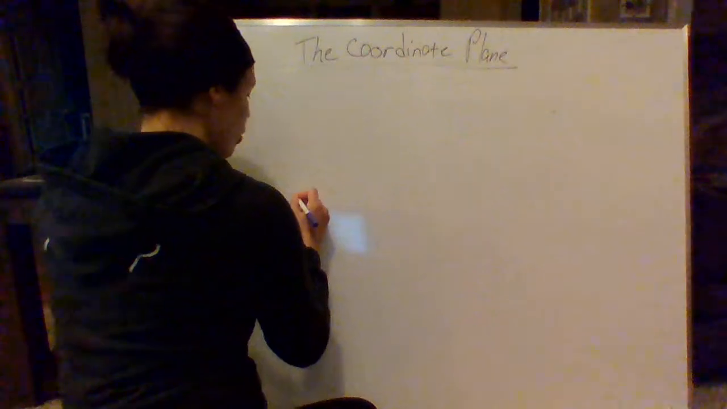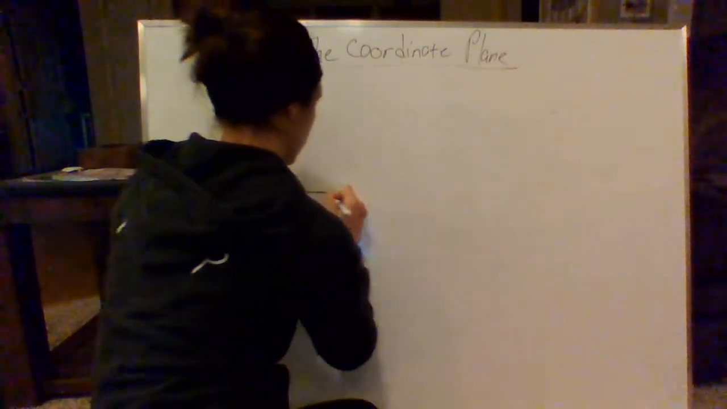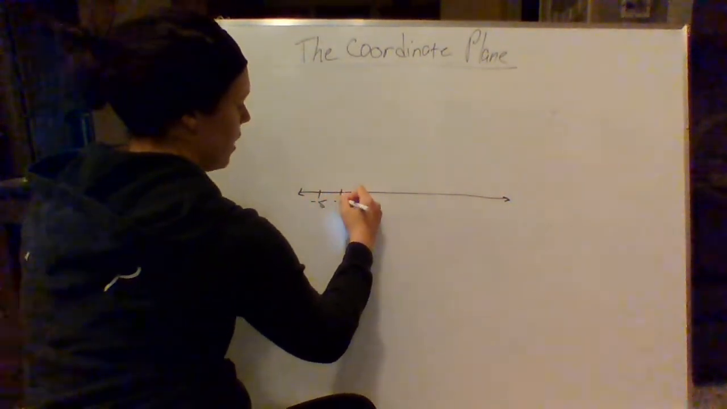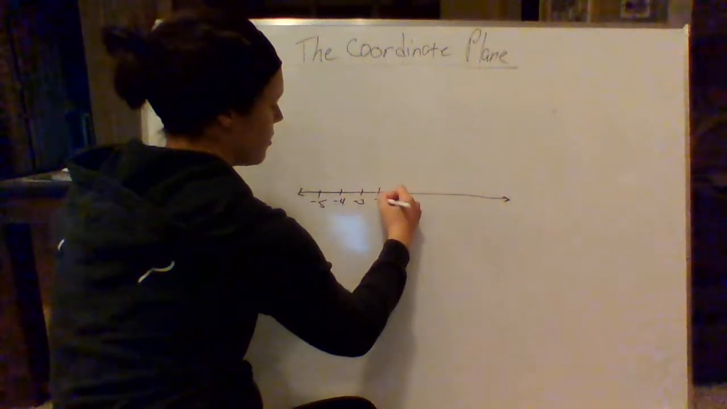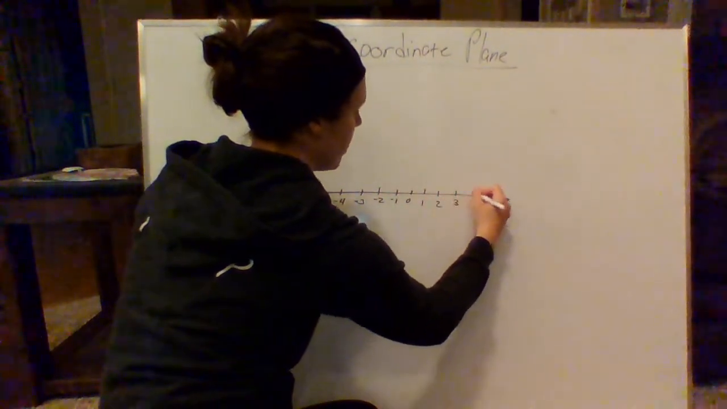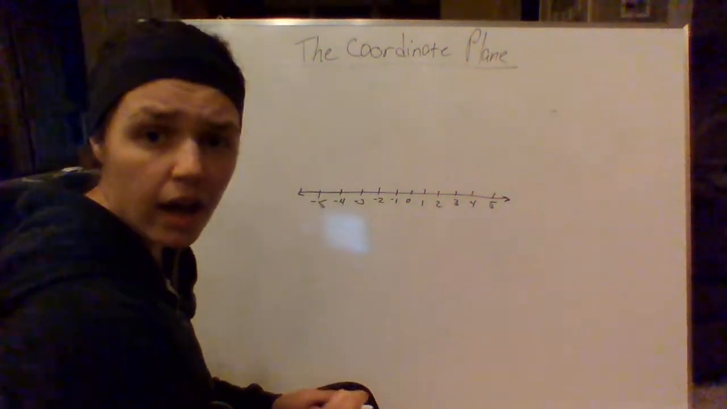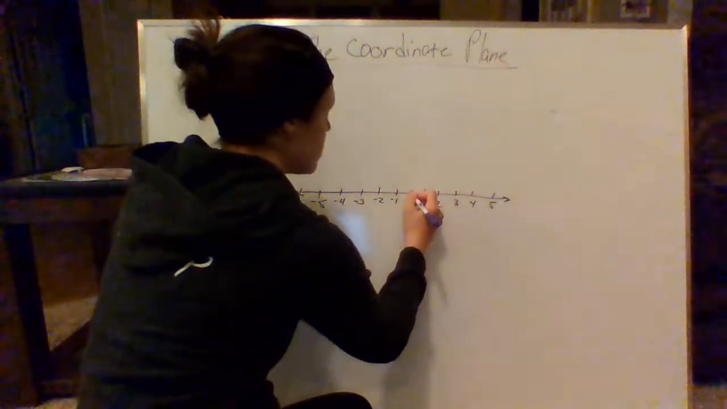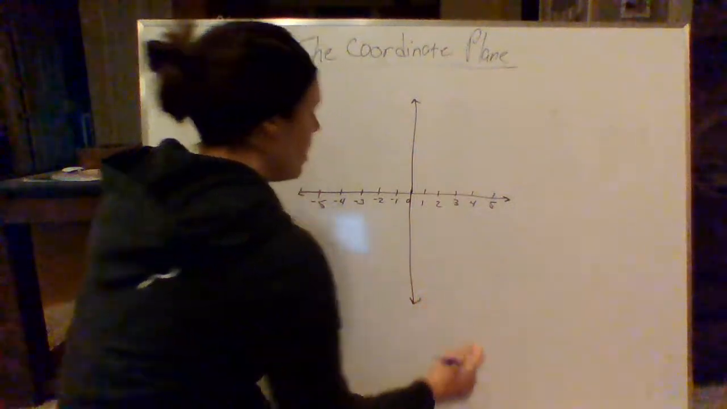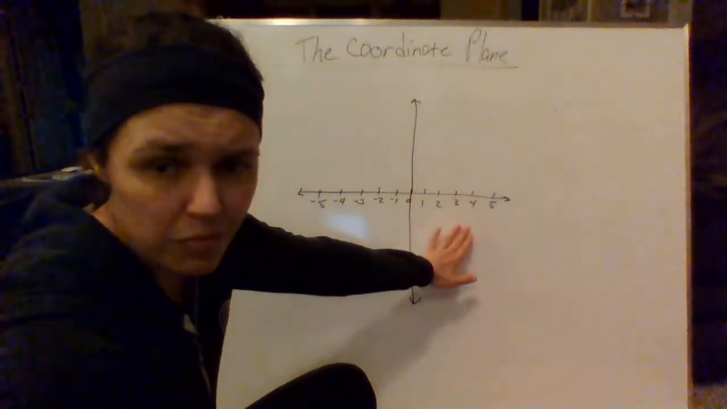So you'll have a number line going this way, okay? And we'll just say we'll go -5, -4, -3, -2, -1, 0, 1, 2, 3, 4, and 5. Okay, and then you will also have another number line crossing through perpendicular to that one. Now just like our normal number line, we know the negatives go on the left, positives go on the right.